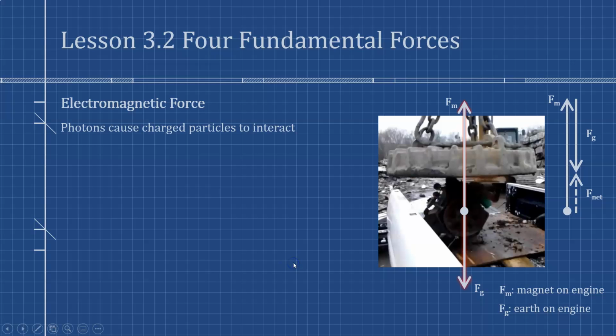Electromagnetic forces are all around us in various different forms, not just with electromagnets like we had in our video, but from all different kinds of matter. And the thing that causes electromagnetic forces to act the way they do is photons. Photons are the force carrier for electromagnetic forces. They cause charged particles to interact.